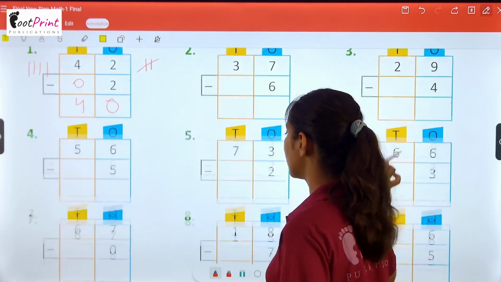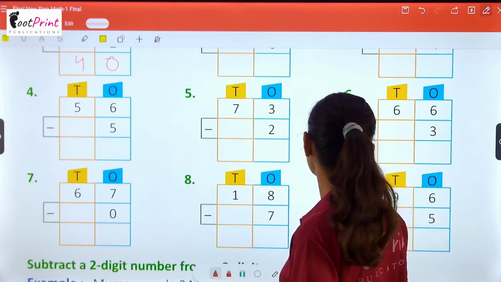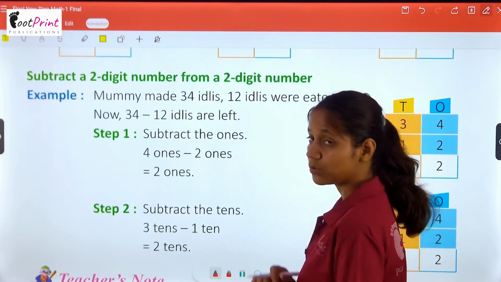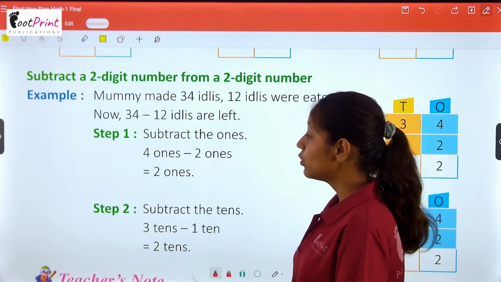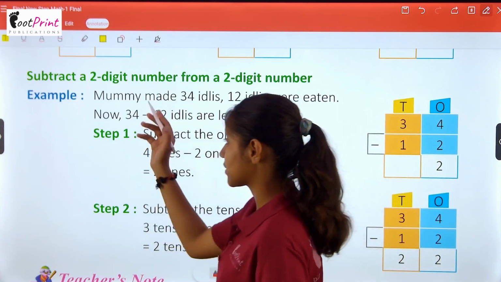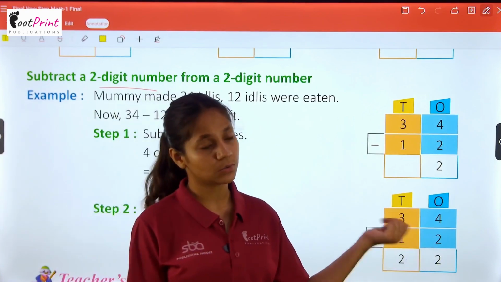Okay. Likewise I did here. You have to complete all these sums by yourself, on your own. Okay. Now subtract a 2-digit number from a 2-digit number. Now we will do subtraction of a 2-digit number from a 2-digit number.